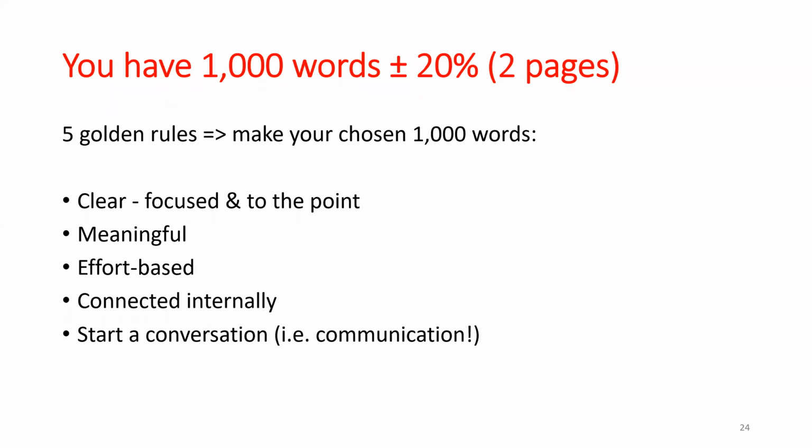There are 5 golden rules that I'd recommend for you in terms of how you go about, in a sense, choosing those 1,000 words. So your chosen 1,000 words should be clear, focused, and to the point. Your chosen 1,000 words should be meaningful. Your chosen 1,000 words should reflect effort. Your chosen 1,000 words should be connected internally. And the 5th golden rule is that your chosen 1,000 words should start a conversation, i.e., it's communication. That is what you're trying to do with this effort.